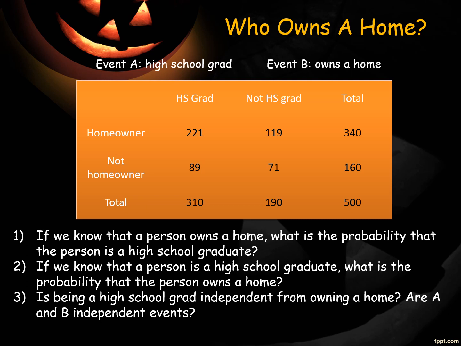So what we're wanting to find out is about graduating from high school and owning a home. If we know that a person owns a home, what's the probability that the person is a high school graduate? That's the first thing I want you to do. If we know that the person is a high school graduate, what's the probability that the person owns a home? And is being a high school grad independent from owning a home, aka are A and B independent events?